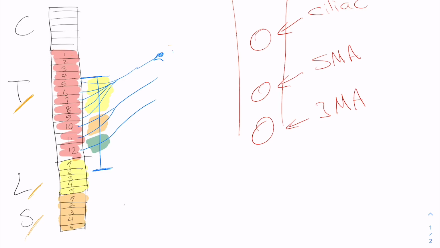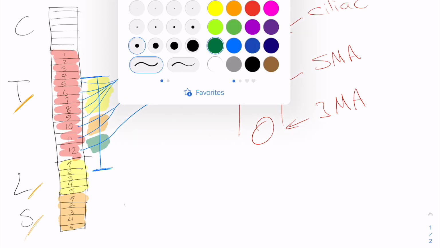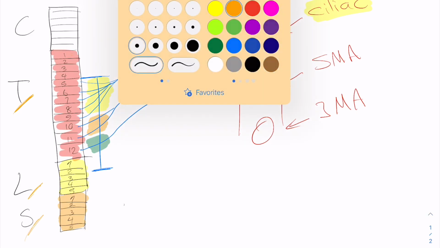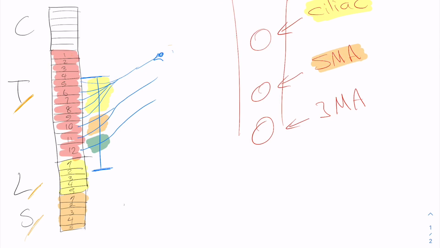So these guys, the celiac, they're going to feed the foregut, right? I'm sure you know what foregut, midgut and hindgut are. Well, no brainer. This would be midgut. This one is hindgut. Easy peasy.